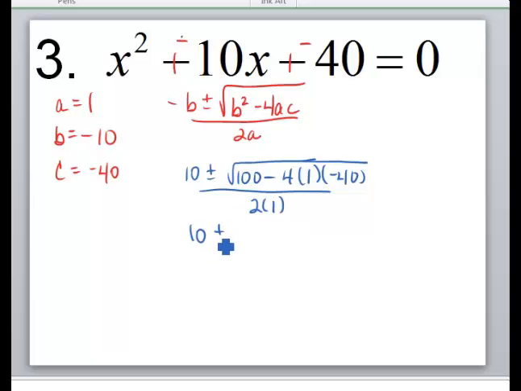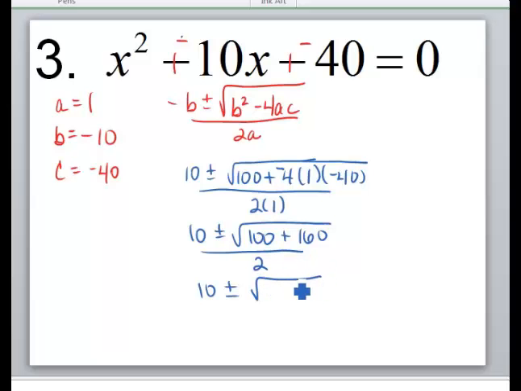So I end up getting 10 plus or minus, this would be 100 plus the opposite here, -4 times -40 is 160, all over 2. 10 plus or minus, we get 260 all over 2. This can be broken down, so I'm going to need to go off to the side and do a separate problem for the square root of 260.